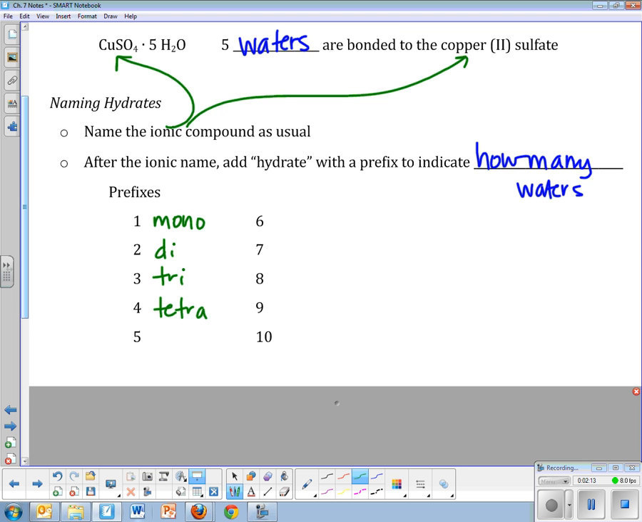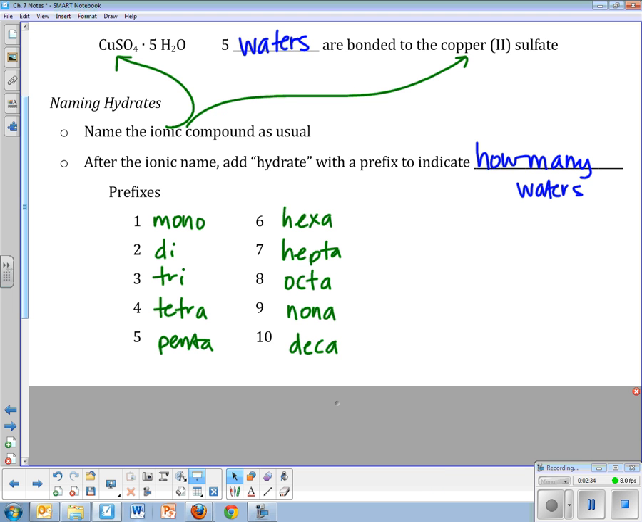Okay, 5 is going to be penta. Think about your geometry for some of these terms. 6 is hexa. 7 is hepta. 8 is octa. 9 is nona. And 10 is deca. So we'll just have 1 through 10. So make sure you work on knowing these.